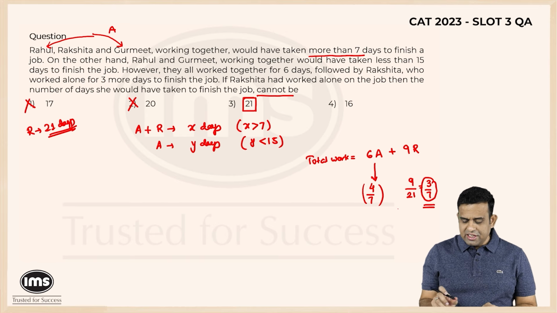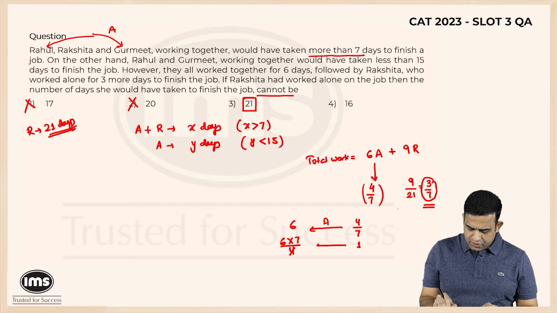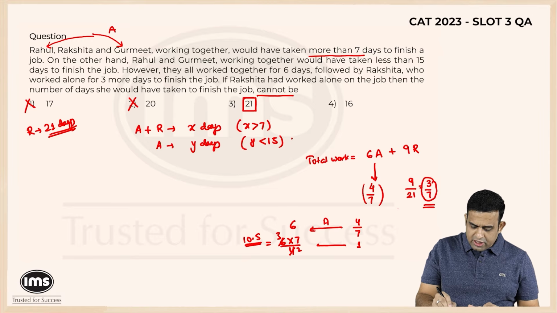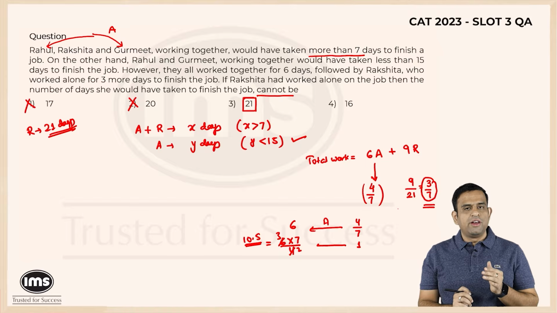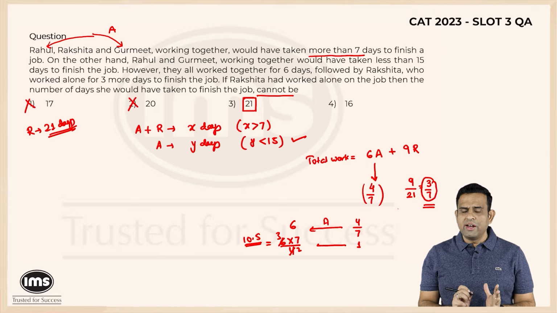So if 4/7 of the work is done by this group A in 6 days, what about 1? That will be nothing but 6 into 7 by 4, giving you 10.5 days. So now what we have is that the group A will take 10.5 days, and it very much satisfies this particular condition. Now we have one more condition, that the group A and R should take more than 7 days.